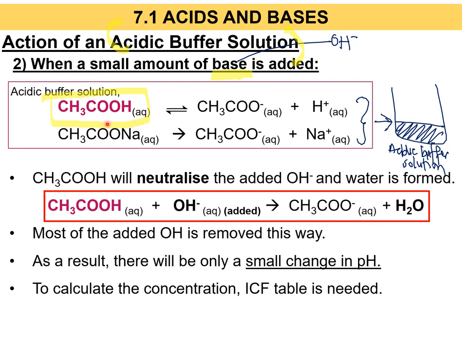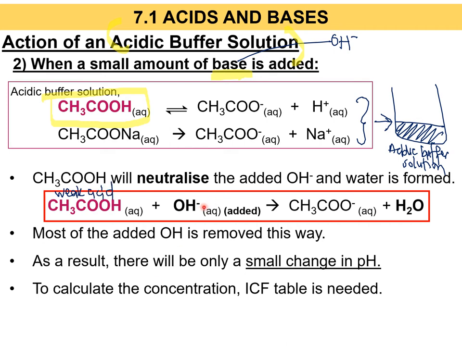So what will happen? This weak acid CH3COOH will neutralize the base added. Remember earlier, when you added acid to an acid, they repel. Things that are opposite attract. Base added, OH minus, and this one is acid, so they will mix well. That's why it will choose CH3COOH instead of CH3COO minus. Do you understand? So it will choose this CH3COOH, which we know is a weak acid.